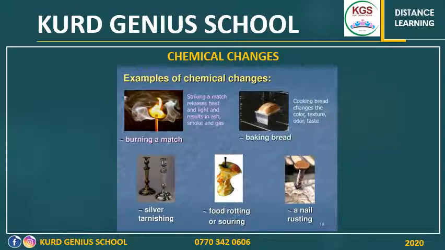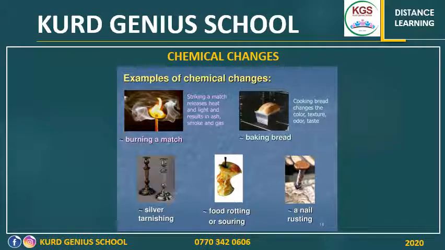And guys, right now I'm going to talk about chemical change. We know about physical properties, physical change, and chemical properties. Right now we will learn about chemical change. Examples of chemical change: striking a match releases heat and light and results in ash, smoke and gas. That means we have new substances. A burning match gives us new substances, with new shape, new color and new odor also.